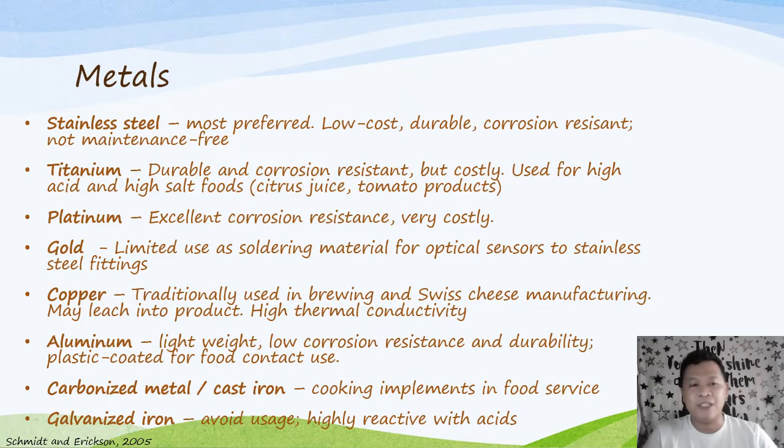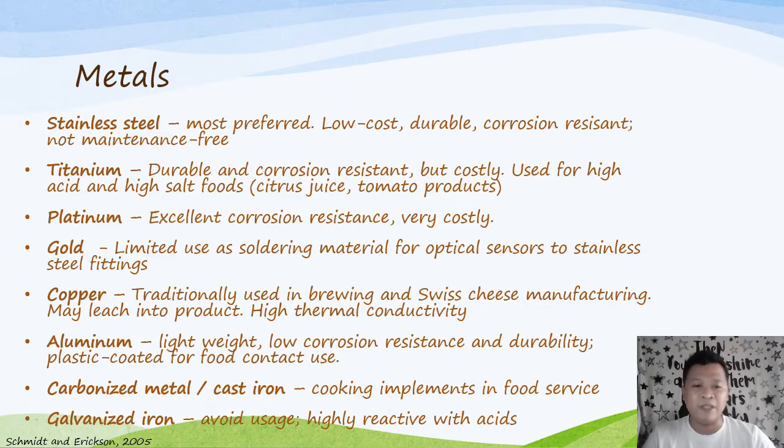Many different metals now are used for food contact surfaces, but stainless steel is the most preferred, especially in GMP compliant, HACCP compliant food manufacturing facilities. Titanium is used for its durability and corrosion resistance, but these are limited to high salt and high acid foods because of their expensive nature. Same with platinum. And gold is sometimes used as a soldering material, especially for optical sensors that come into contact with food in stainless steel fittings. Traditionally, they used copper in Swiss cheese manufacturing. However, because it leaches into the product, then it's usually not used as a direct contact material anymore.